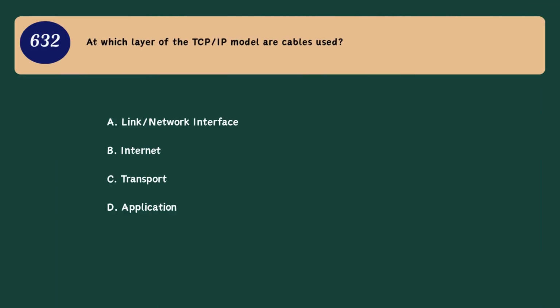Question 632. At which layer of the TCP/IP model are cables used? A. Link network interface. B. Internet. C. Transport. D. Application.